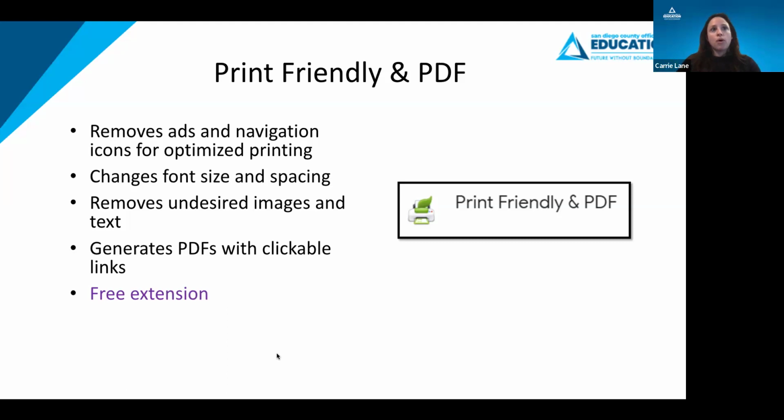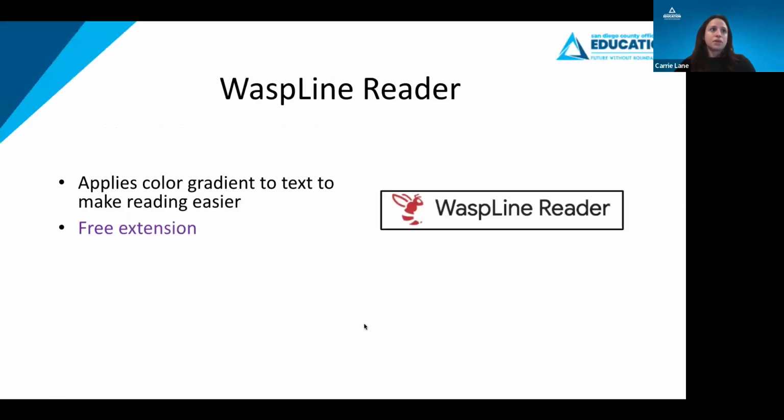And so we'll talk about one called Print Friendly and PDF, which is a tool that basically turns it into a PDF for printing and allows you to remove excess print, excess pictures. It also allows you to adjust spacing and text size. We'll show WASP Line Reader. Some of you might be familiar with Beeline Reader, which is a paid tool that changes the color to help your students keep eye tracking when reading. This is just the free version of that uses color gradients to make reading easier.